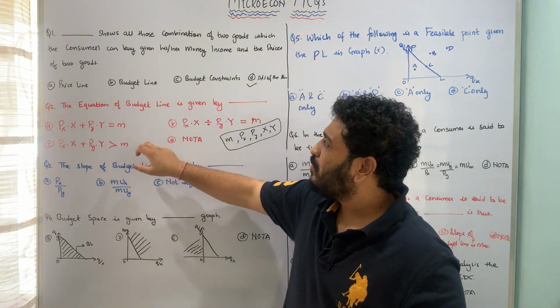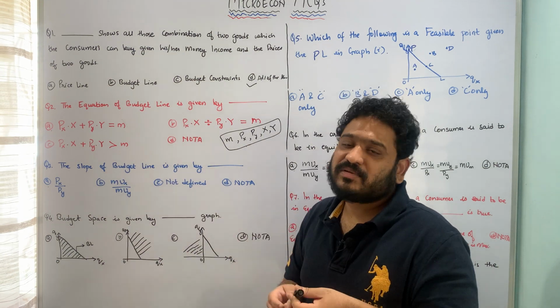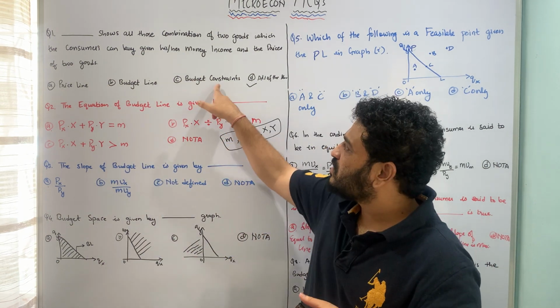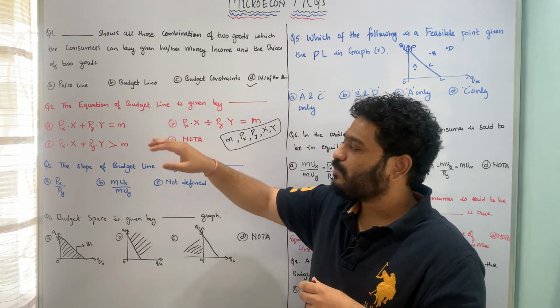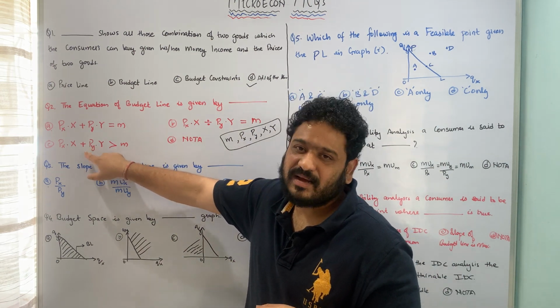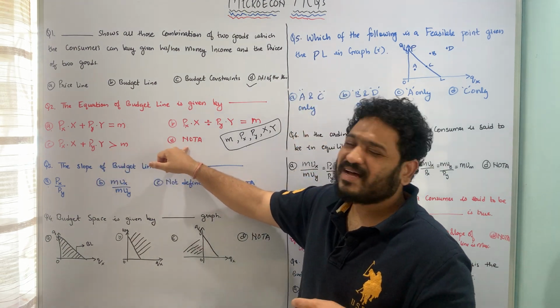than M. Now here it cannot be greater than M because I cannot spend the money which I don't have, because M is my income and within that limit, because it is a constraint, budget constraint or budget line, I cannot go beyond that point. It is a constraint. So this is very obsolete. It cannot be greater than M. It has to be equal to or less than M. And the last option is none of the above.